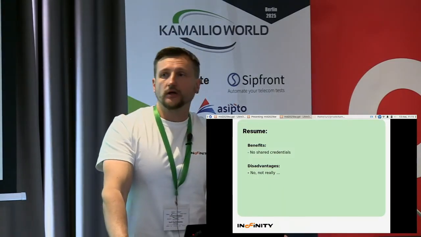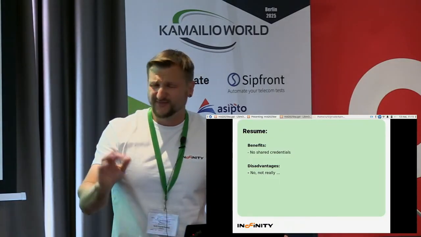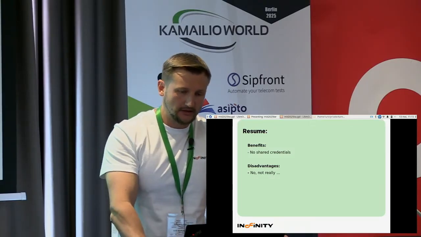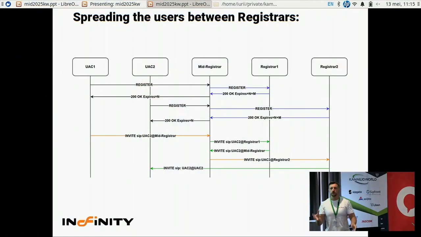And there are quite a lot of approaches. I would mention just two. The first one is spreading users between the registrars, for example. That means separating, right? So we have registrar 1 with the users from 1,000 to 1,999, and the other users going to the next registrar, for example.